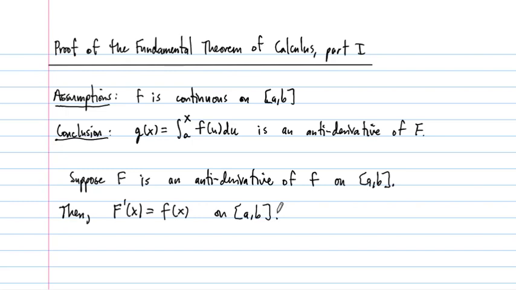All right? So I'm going to go to a new page, but what we need to show, TBS here, this means to be shown, or to be proved, TBP you could use. What we need to show is that g prime of x is also equal to little f of x. All right, so this doesn't mean that capital F and little g are the same function, but it does mean that they have the same derivative. So that's what we're going to try to show here. And if we can show this, then we've proved the theorem.